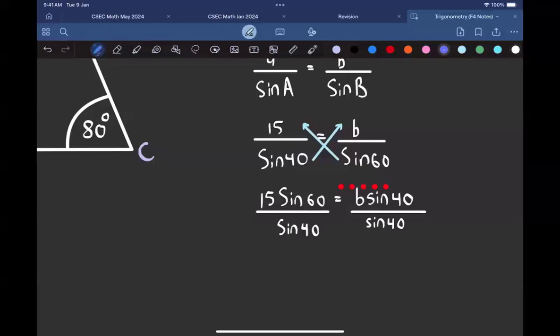Can I do this, Rihanna? Can I cancel off sine and sine? No, I can't do that. Naughty, don't do that. The 60 is inside the sine, so this whole thing here is one term. I can't do that, in case you had any ideas. So the sine 40 and the sine 40 would cancel off, and that would leave us with B. So B is equal to 15 sine 60 all over sine 40.